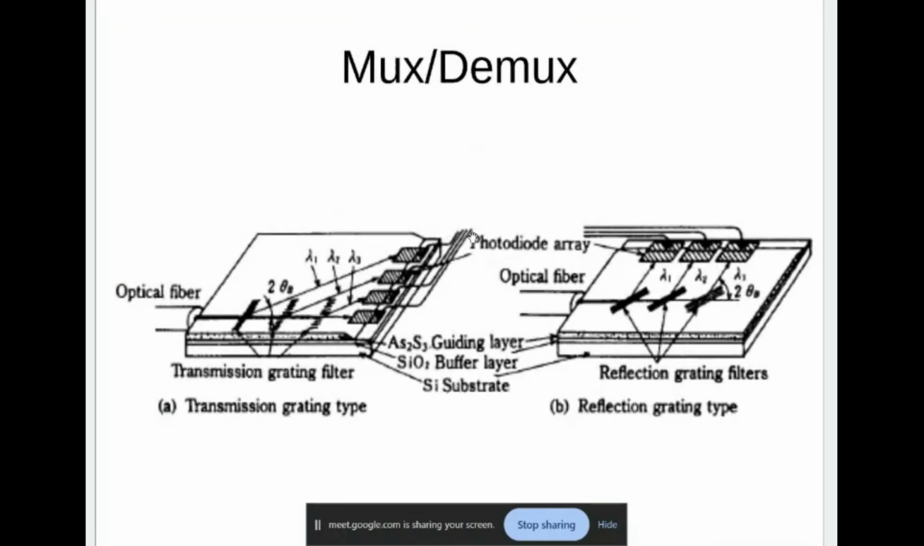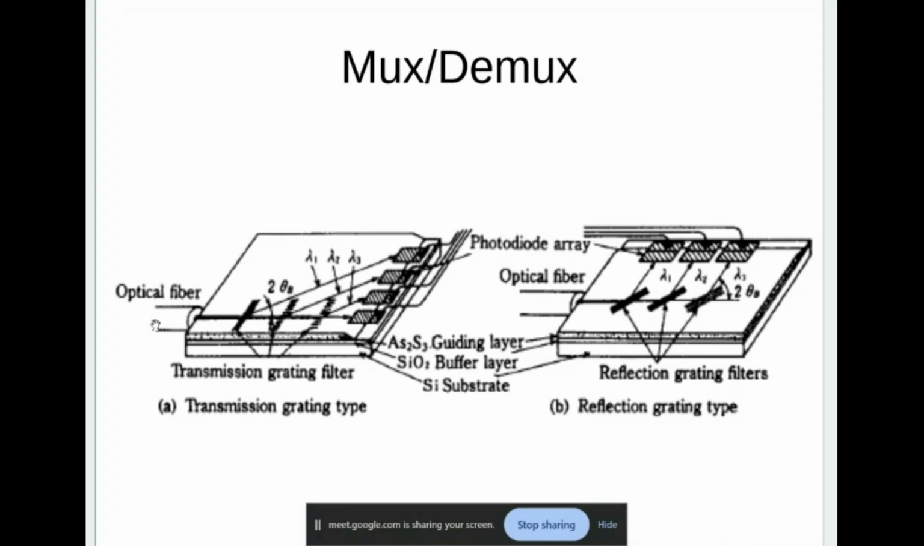Mux demuxes are needed in systems like WDM. You want to combine many signals into a single port, or you want to separate them out. Let us assume there are 4 wavelengths coming from this optical fiber: lambda 1, lambda 2, lambda 3, and lambda 4. 4 different signals of different wavelengths, each one carrying different data. How do you separate them out?